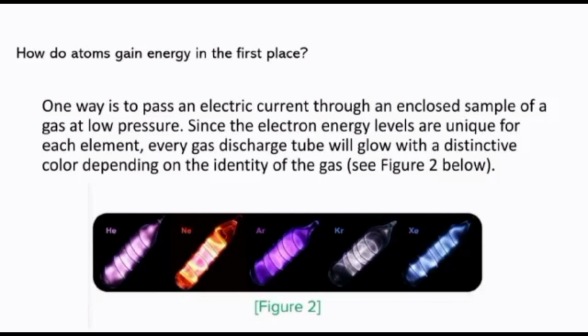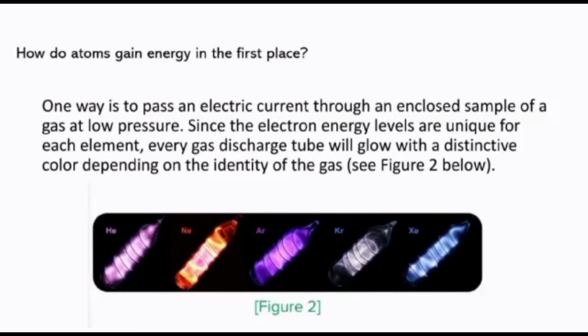Some people ask, how do atoms gain energy in the first place? One way is to pass an electric current through an enclosed sample of a gas at low pressure, since the electron energy levels are unique for each element. Every gas discharge tube will glow with a distinctive color depending on the identity of the gas. Let's see figure 2 below.